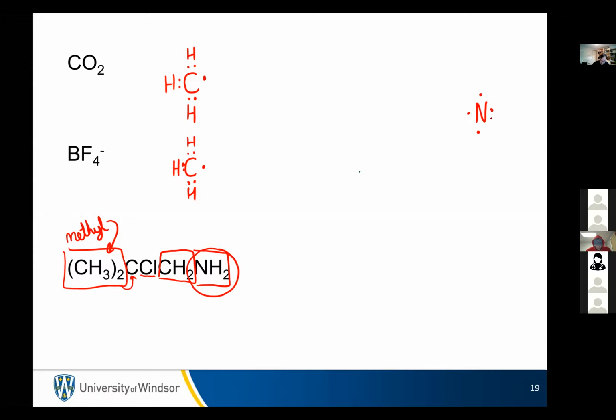So we pair one of those up. And so nitrogen has a single lone pair and it's able to make three bonds. We've got two hydrogens attached to it. So we can connect that piece up. Then we have the CH2.